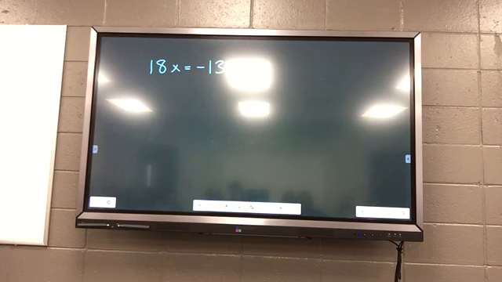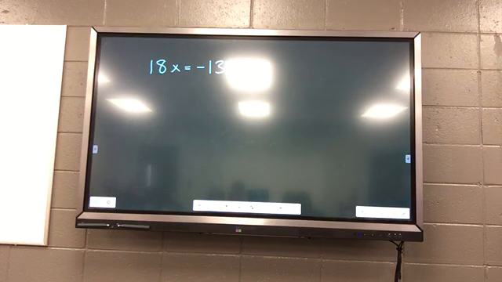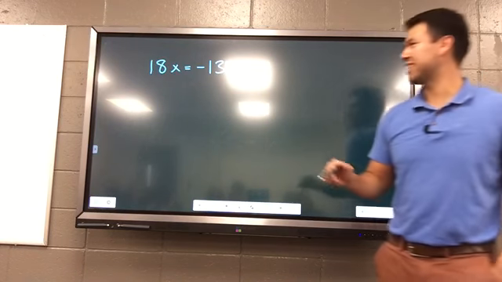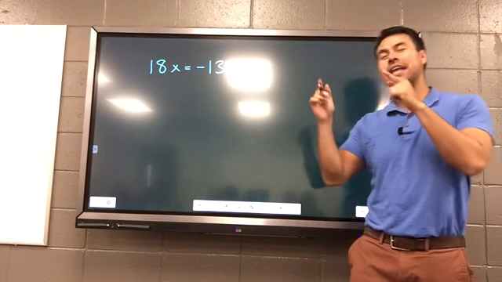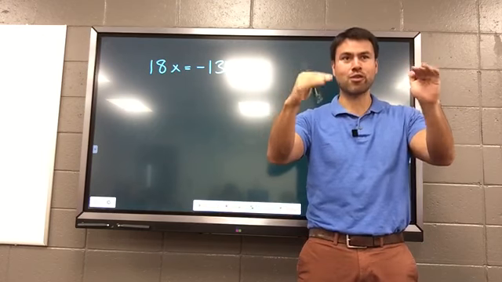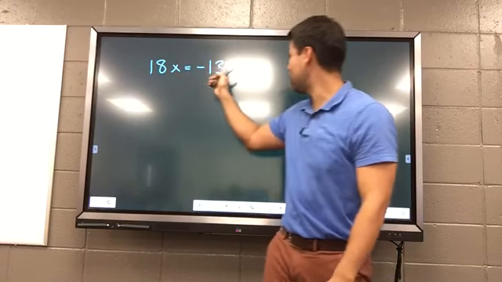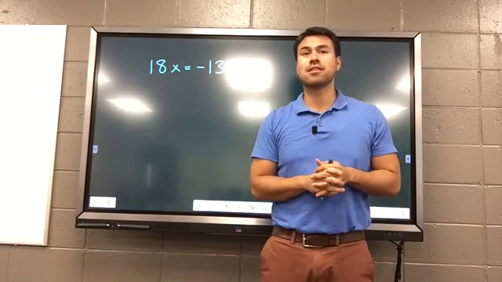18x equals negative 135. Okay, what kind of equation is this? Multiplication. What do you use for a multiplication equation? Division property of equality. The division property of equality. Okay, so what do I divide both sides by? Why not negative 135? I'm allowed to do that. I'm sitting right here in front of you saying I'm allowed to divide by negative 135. Why 18 though? Yes, sir?